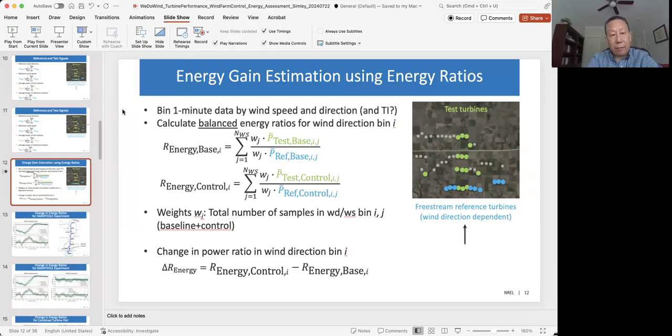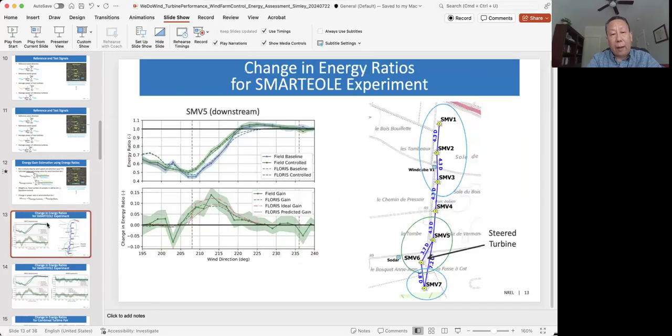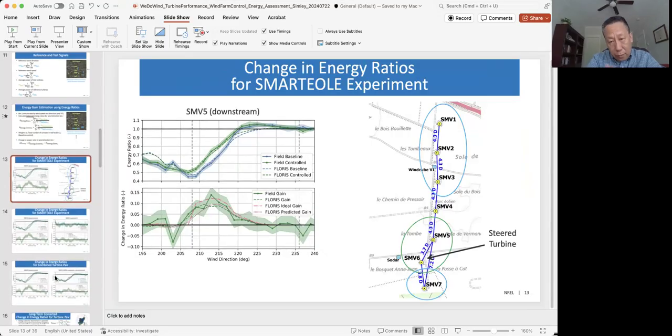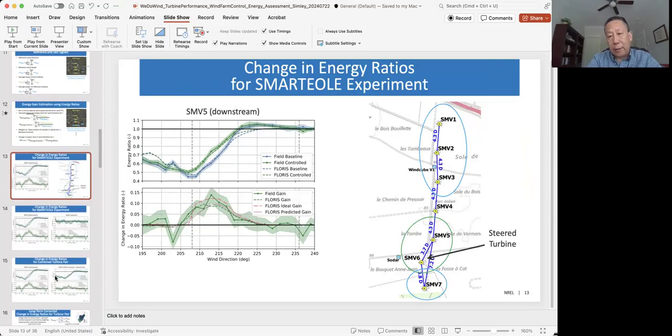Yeah, I just want to clarify the thought process. On one of the later slides, on this map, I do see there's a LiDAR or sodar here, right? There's a sodar somewhere close to SMV6. Why not use the speed measurements from those remote sensing devices to provide a more unwaked measurement? It's because they don't have data. Yeah. Any other reason?